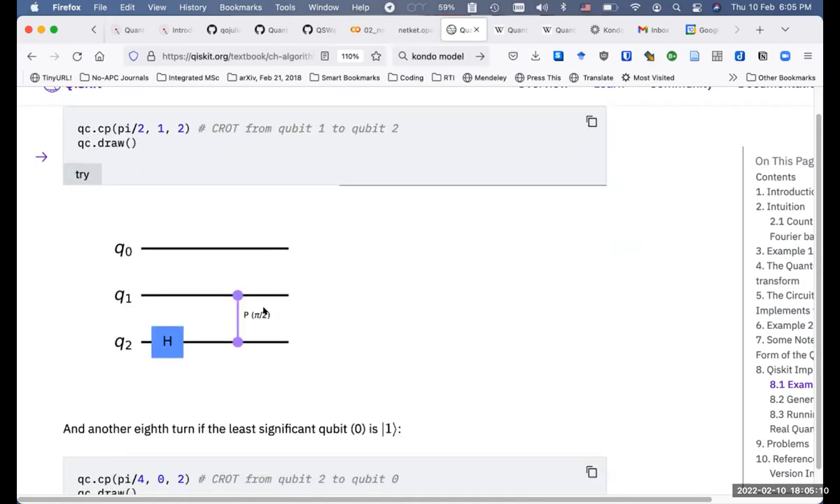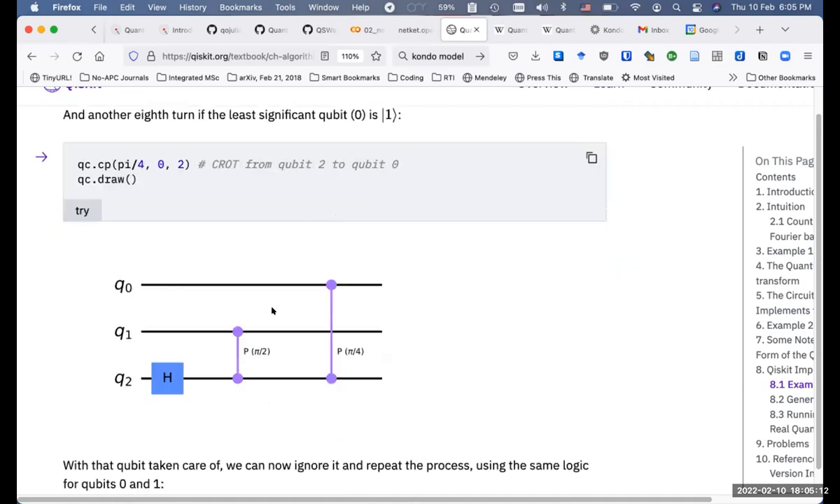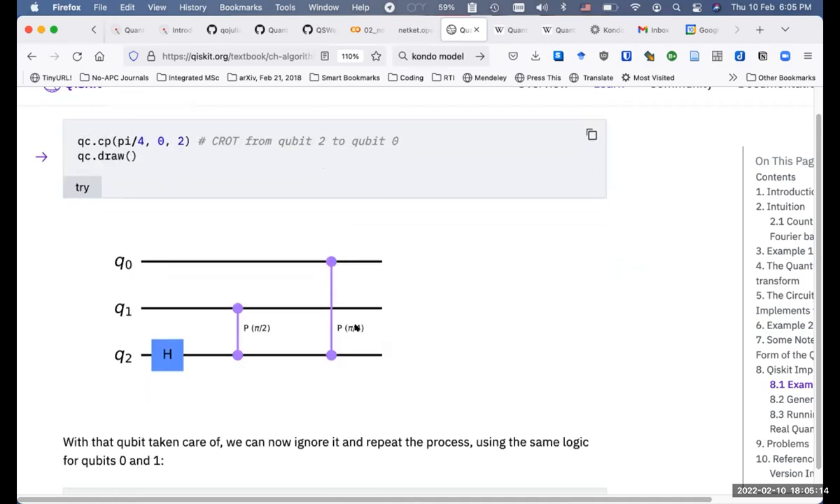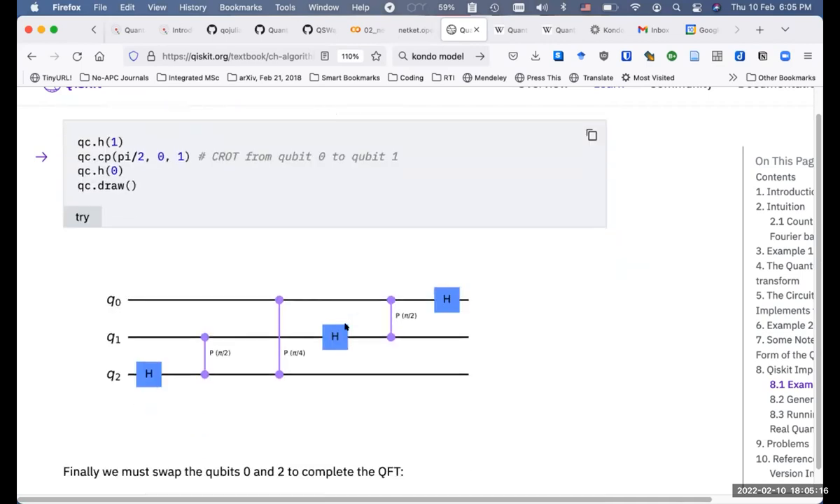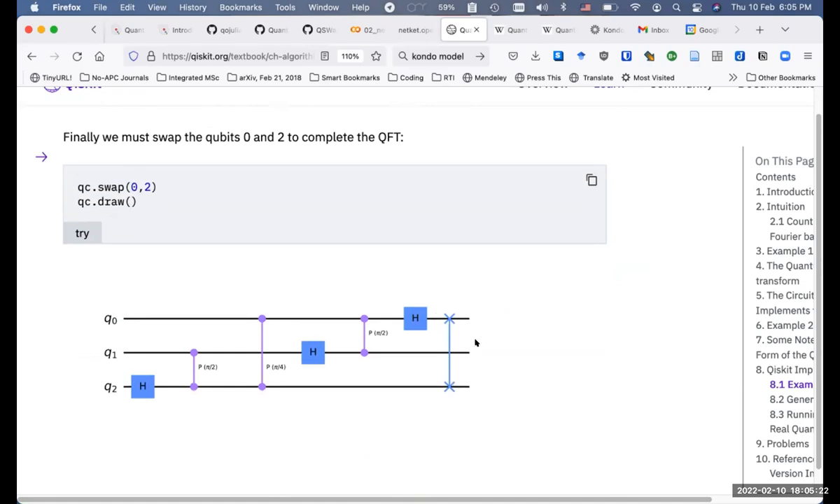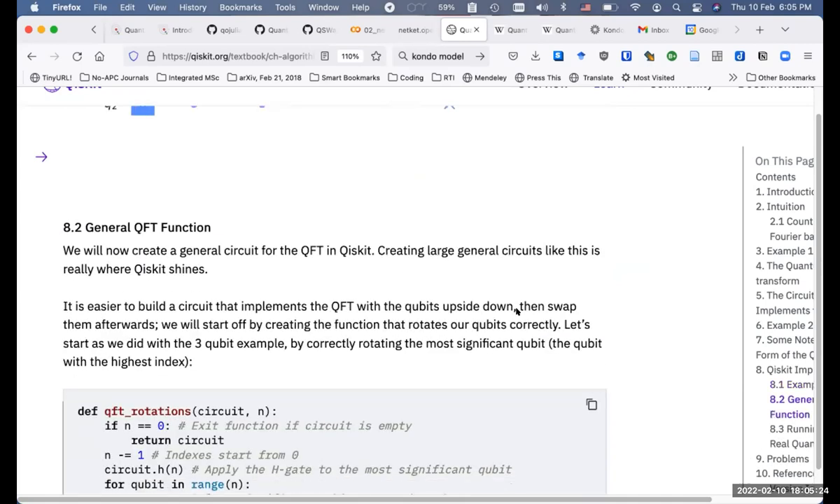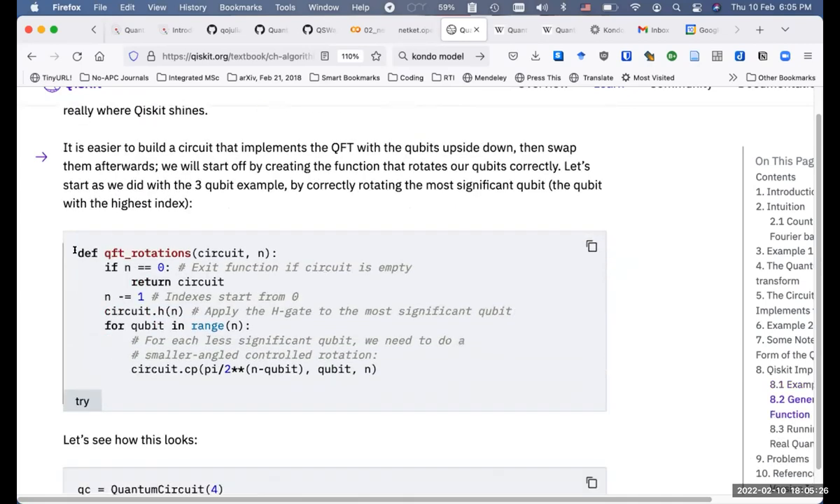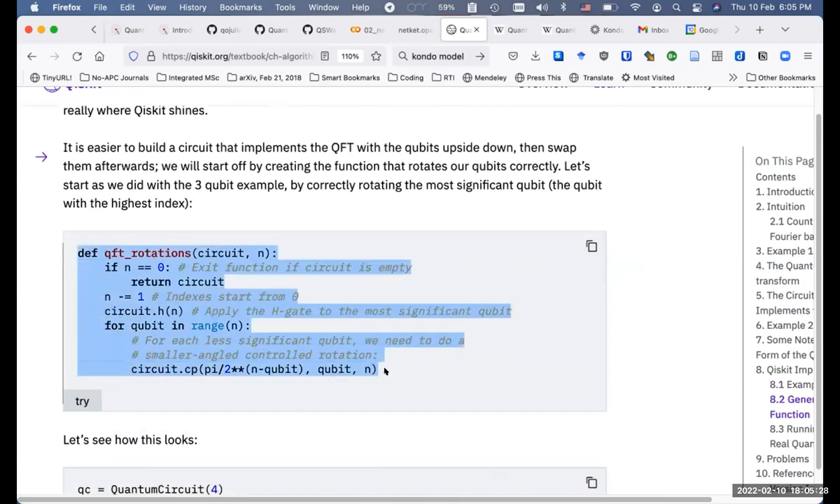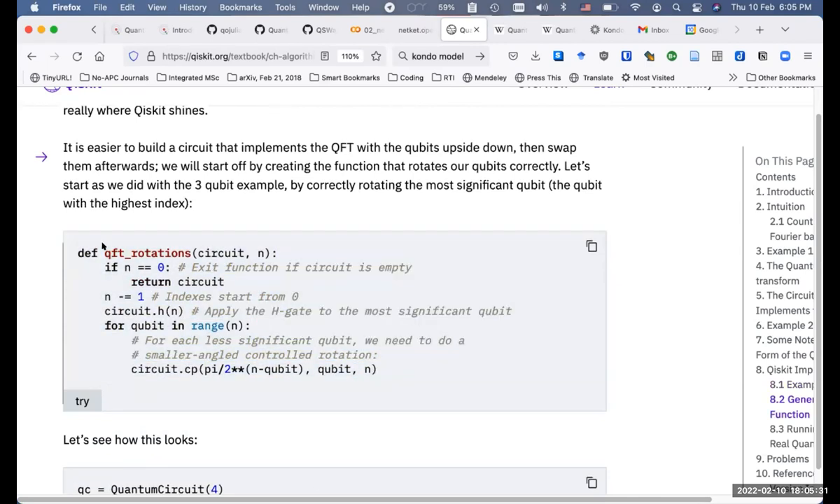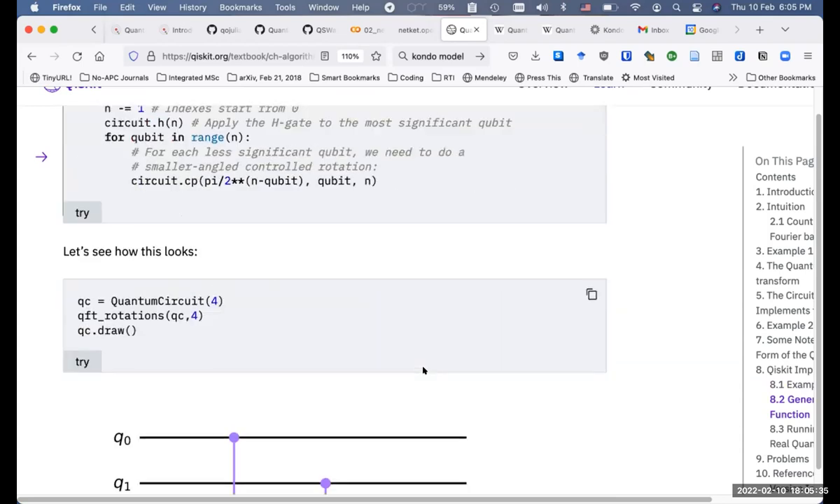Right, so this corresponds to a phase angle of pi by 4, actually. And then this corresponds to a phase angle of pi by 8. So, and then Hadamard, then one more controlled rotation, then Hadamard, and then a swap. So this builds your circuit. That's it. So you can construct a subroutine, a function, which builds this circuit, right?